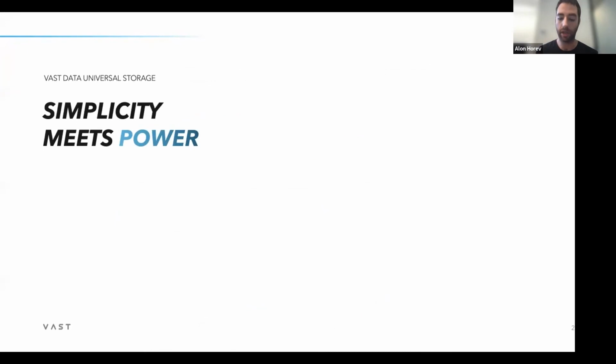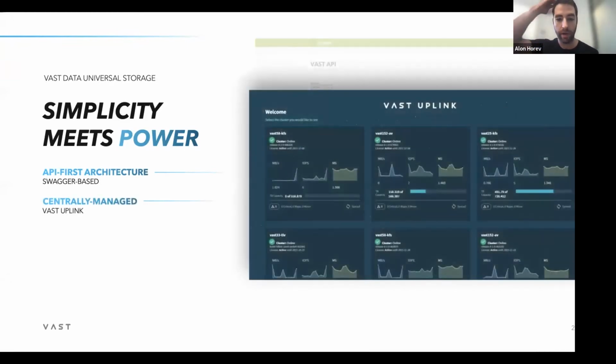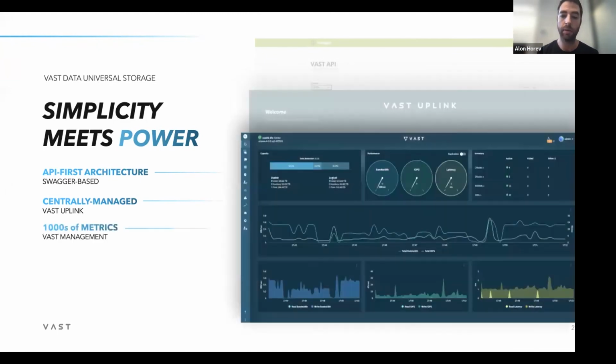Now, beyond this architecture, we work with our users daily. We see where they waste a lot of their time. We see their pain points. We wanted to simplify things when it comes to handling storage. So we have an API that users can leverage to have automation, based on a Swagger interface. We have a SaaS product called Uplink, which lets you analyze your clusters from the cloud and have a centrally managed place for multiple clusters.